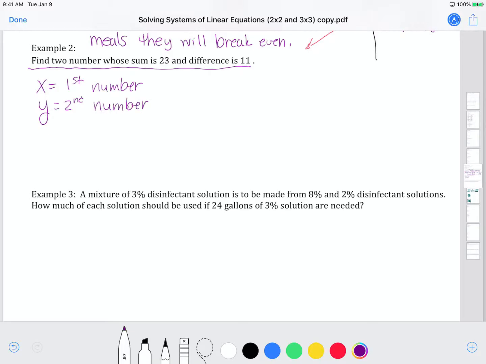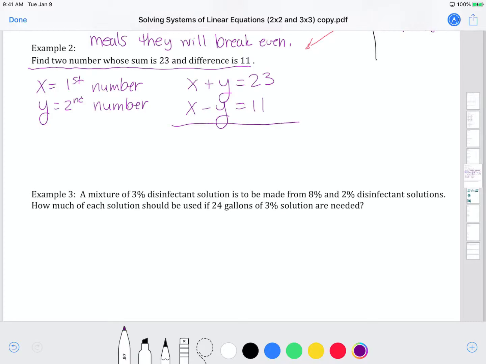We have to come up with, since we have two variables that we're solving for, we need at least two equations to solve. So it says that the sum of the two numbers is 23. So if I take x plus y, that should give me 23. It says the difference of the two numbers is 11. So if I take the difference of them, that's going to give me 11.